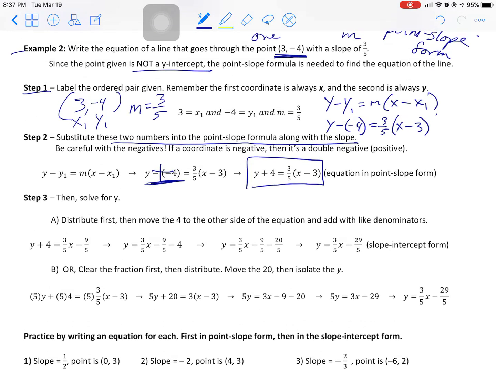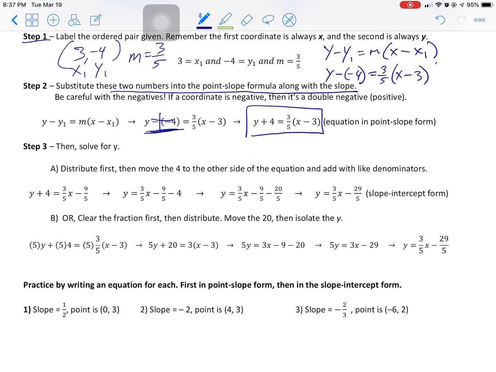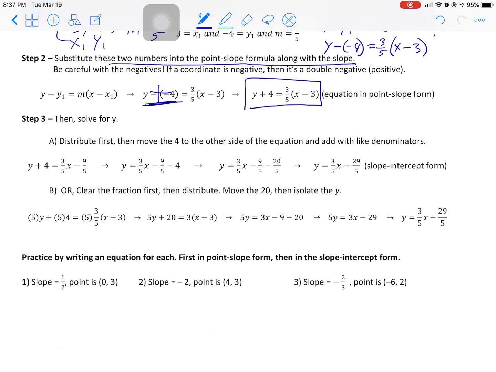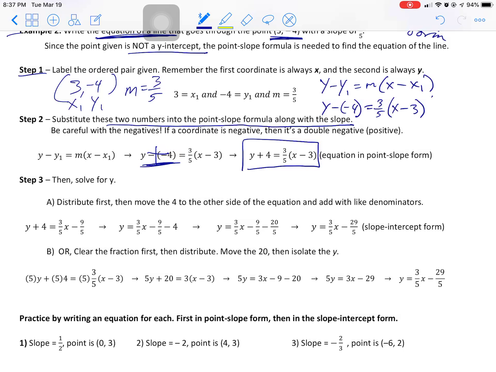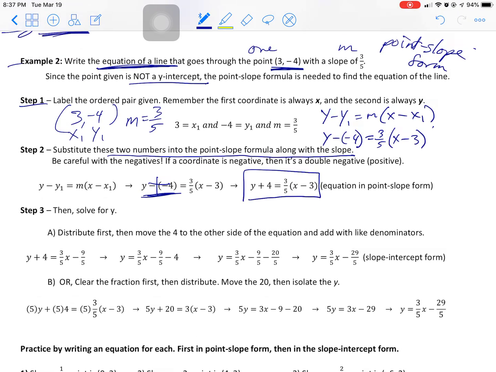Once you get there, remember what we were doing, we were writing the equation of the line. So that is an equation of the line in point slope form. But we're supposed to do more with that. Sorry, I didn't finish reading the instructions. Let's see. Write the equation of the line that goes through the point with a slope of that.